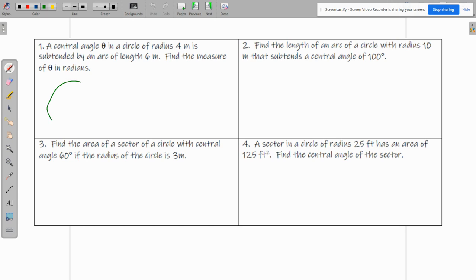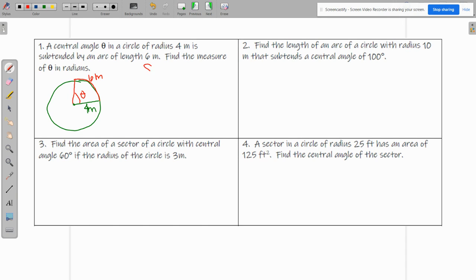So let's picture what this looks like. If you have a circle and we have a radius that is 4 meters, and it tells us that we have an arc length of 6 meters. So that means that this distance here is 6 meters. So we're looking for what this angle is right here, which would be theta.